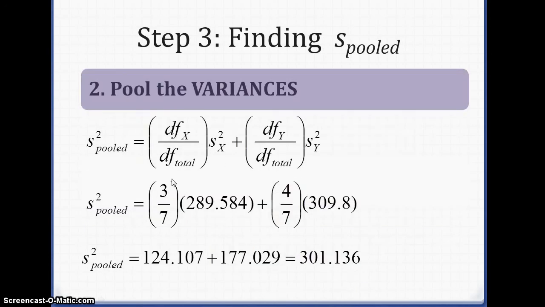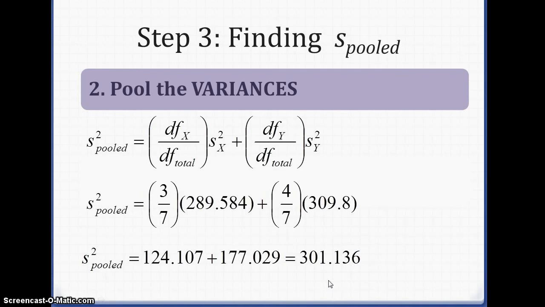So in order to pool our variances, remember the degrees of freedom for women that we found was 3. Our total degrees of freedom is the sum of the degrees of freedom for women and the degrees of freedom for men. So in our case, it will be 7. So 3/7 of the variance for women and 4/7 of the variance for men will be added together to get the pooled variance. So you'll see that we have 124.107 plus 177.029, and that gives us a pooled variance of 301.136. So you'll notice it's somewhere between the two variances that we've computed.